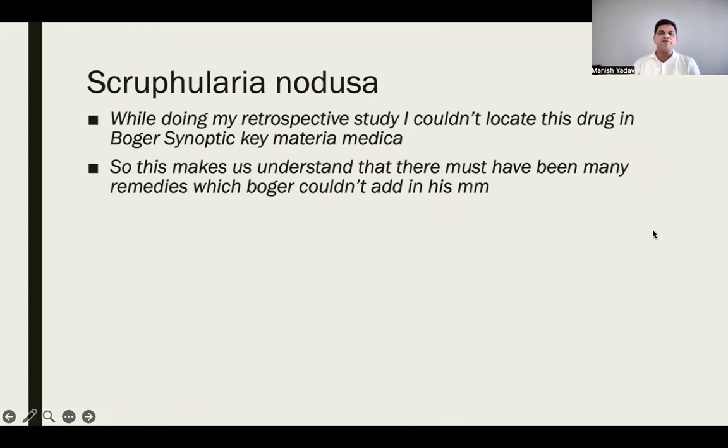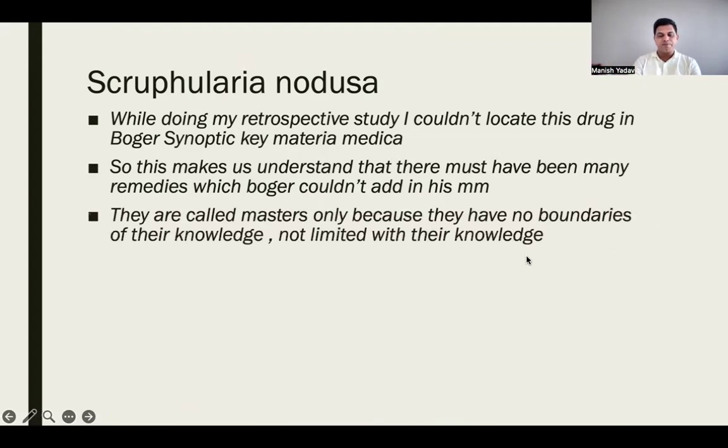Now we get excited with this concept, like suppose no Boger, and we get stuck to it. That is a problem. So we always have to be open-minded and look for symptoms, whether in Boger, whether in Nair, Clark; we have to use different modes. Then you will become a good physician. They are called masters only because they have no boundaries of their knowledge, not limited with their knowledge. We sometimes get limited with our knowledge.